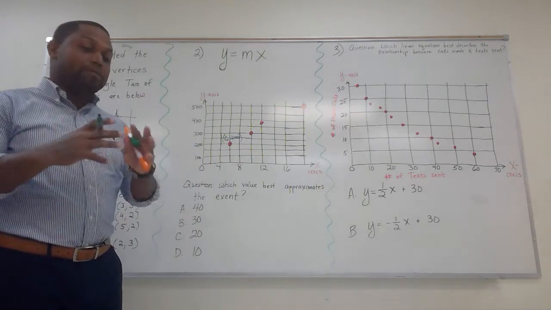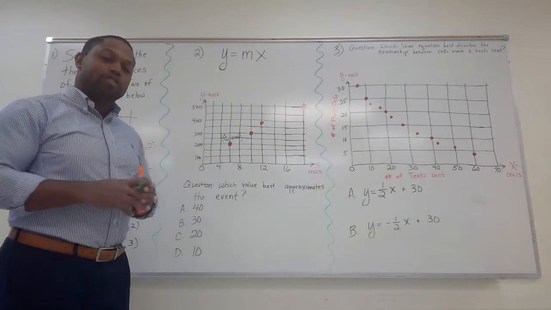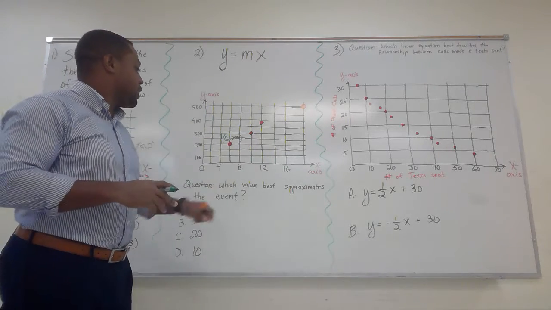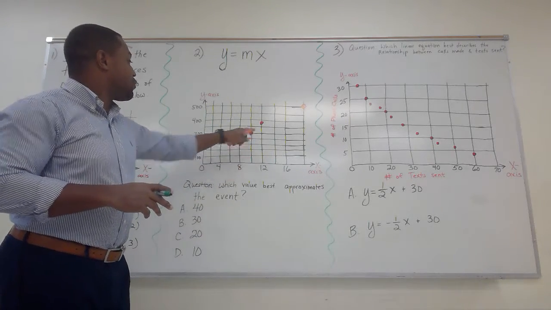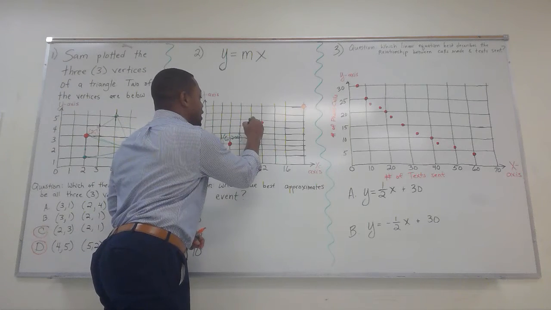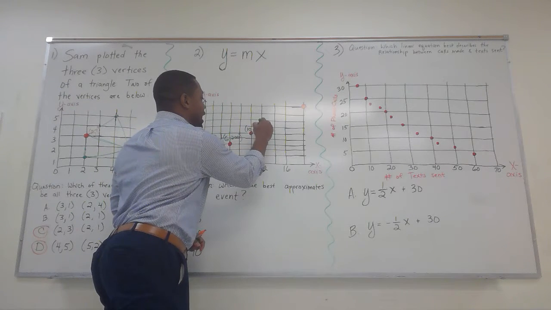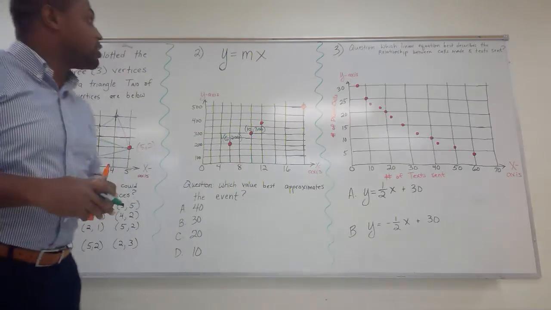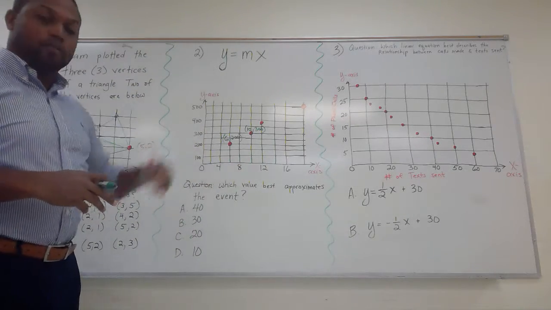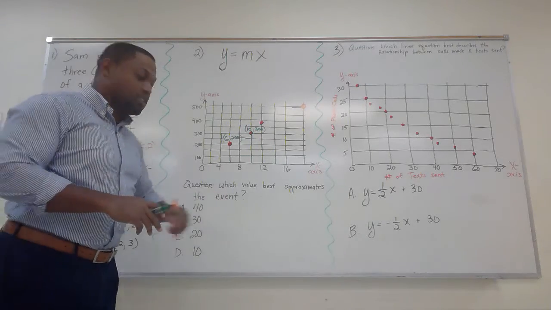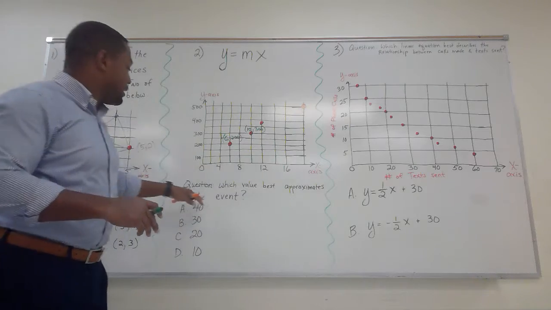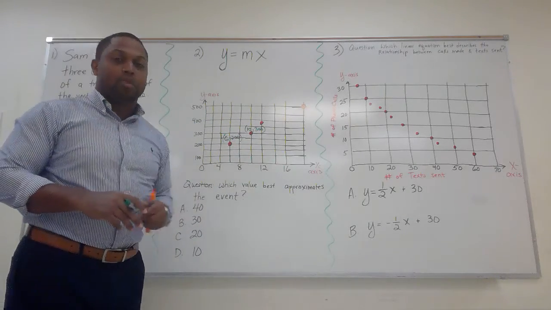Now, like I said, you only have to find one, but we're going to find 2 just to be sure we know what the answer is. Let's find this one here. So that would be 10, 300. So this ordered pair is 10 and 300. Okay, so we've found 2 ordered pairs. Now we can put both of these into the formula and see what the answer to this question is, which value best approximates the event that is taking place.